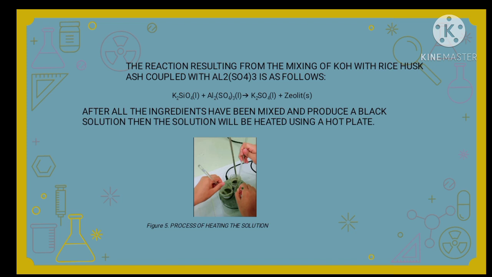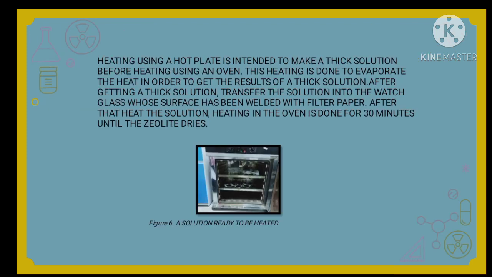After all the ingredients have been mixed and produce a black solution, the solution will be heated using a hot plate. See figure 5, the product of heating the solution. Okay, next, heating using a hot plate is intended to make a thick solution before heating using an oven. This heating is done to evaporate the water in order to get a thick solution. After getting a thick solution, transfer the solution into the beaker glass whose surface has been covered with filter paper. After that, heat the solution.